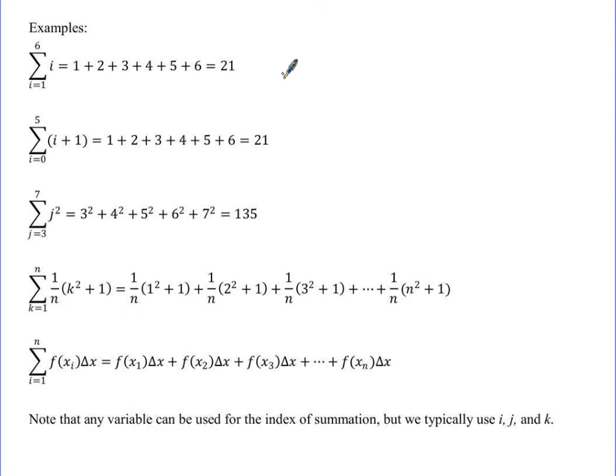This is a fairly basic problem, and the lower bound and the upper bound are fairly close together. We just have i sitting there, so a lot of the times when you get a problem like this, just do it by hand. You don't have to worry about any sort of formula or anything like that.